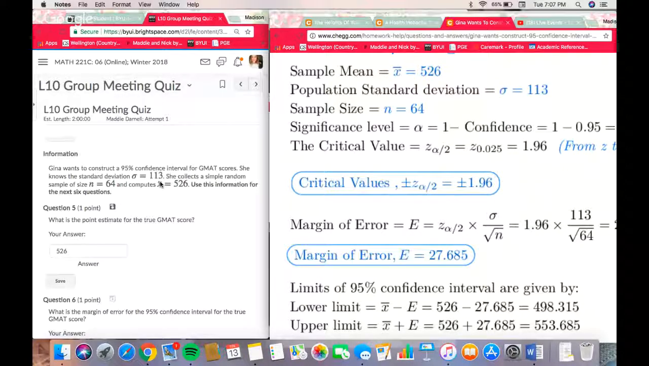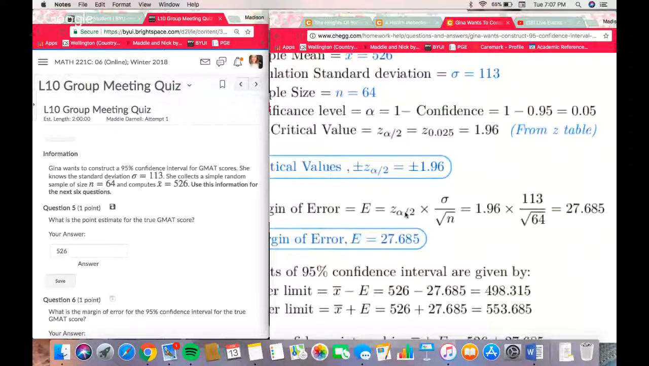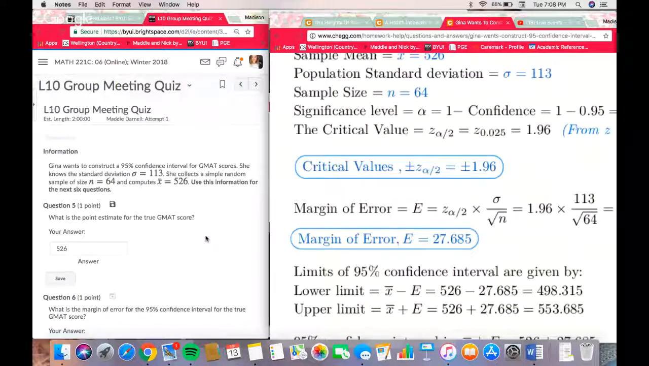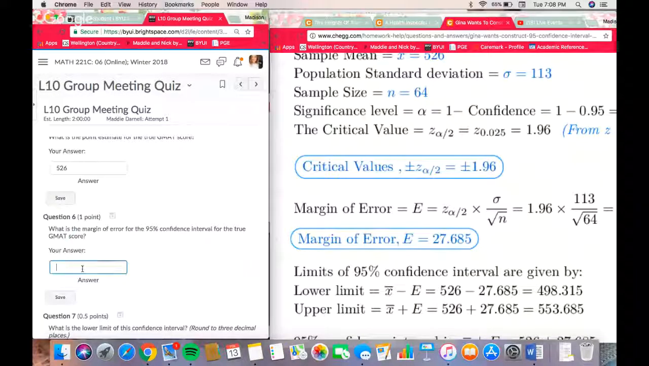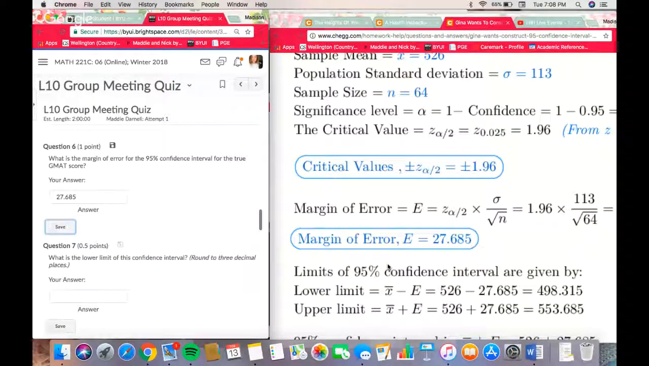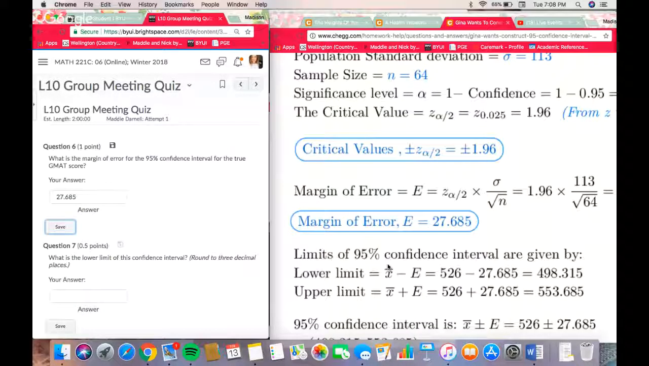So basically, you find the z-score and then you plug it into this formula. Disregard these two. So z-score of 1.96 times 113 over the square root of 64, and then you get 27.685 for the margin of error. Yeah. Okay, that makes sense. 27.685. Okay. What is the lower limit of this confidence interval?